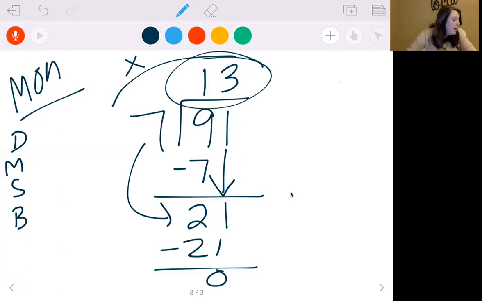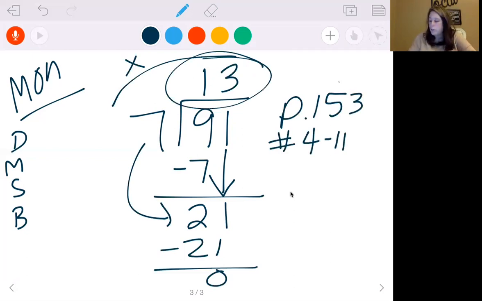Okay, so today you're going to do page 153, numbers 4 through 11, and homework is workbook page 109. All right, so go ahead and get started, and if you have any questions, let me know. Tomorrow we're going to keep doing this again to practice, okay?